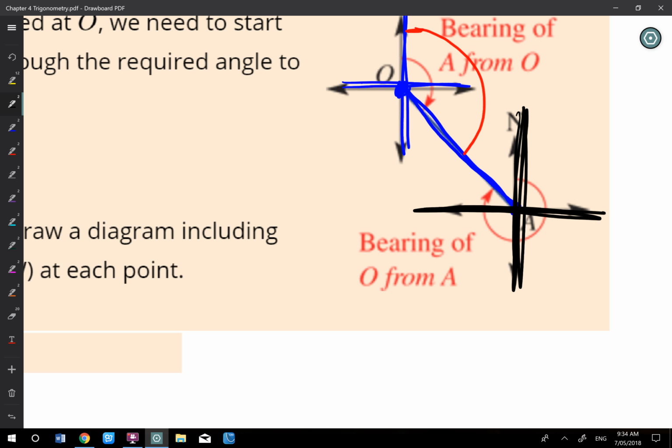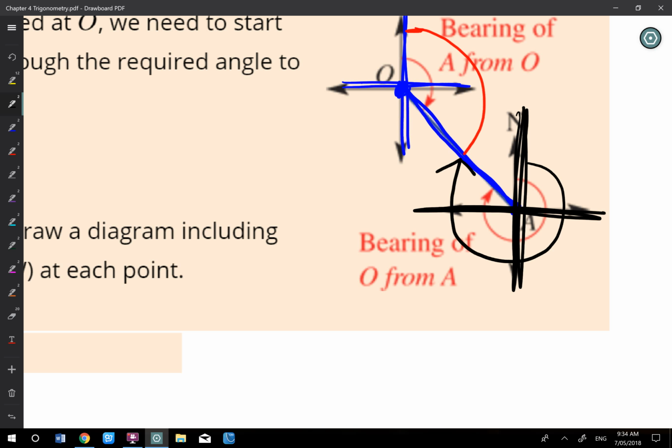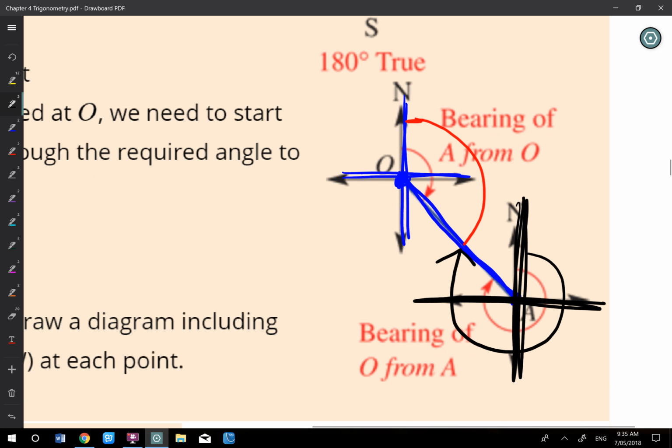Connect O and A. Now we need to start from the north of the compass I sketch and go clockwise until I reach that line. So the angle of true bearing from A to O is this black angle here. It's a very big angle, over 180 degrees or even over 270 degrees. But you can see from O to A is only an angle less than 180 degrees.